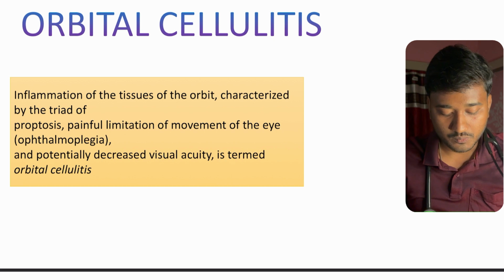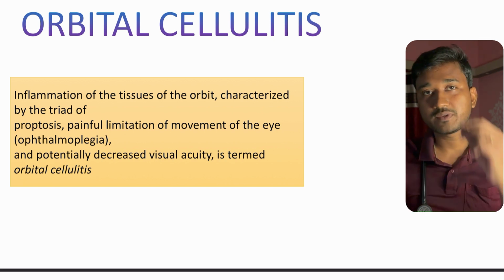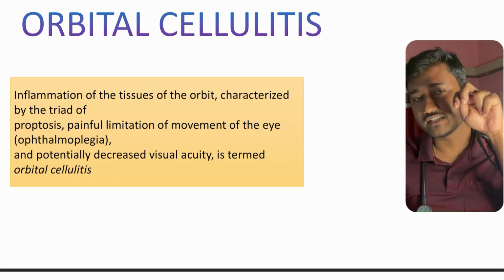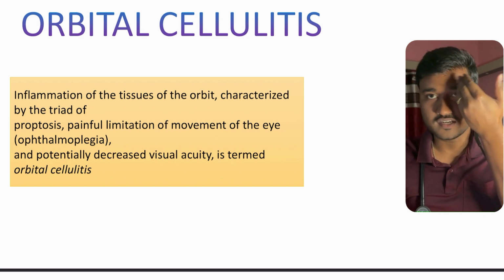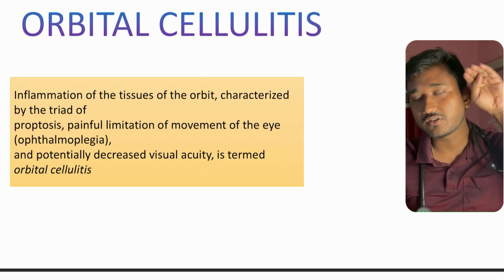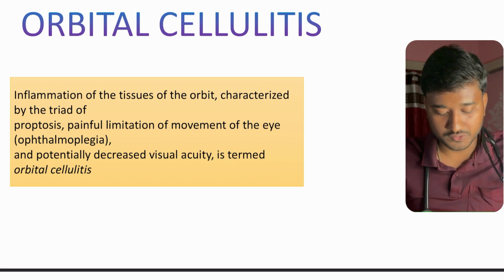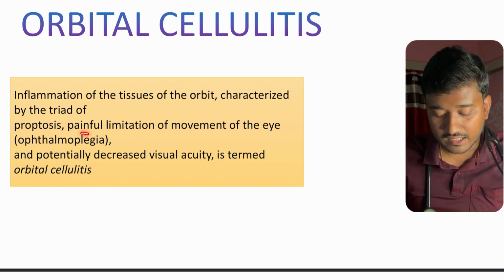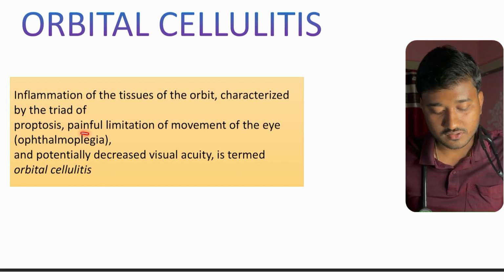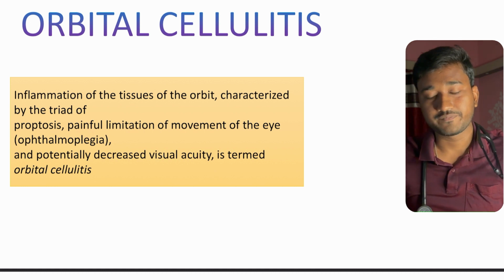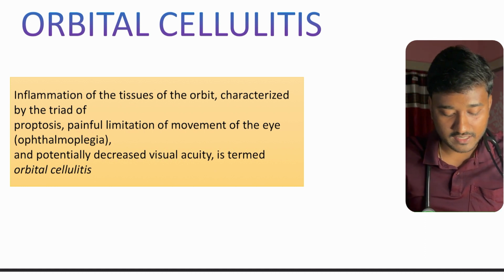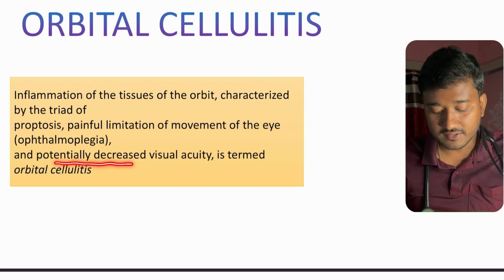The triad is proptosis, which means the anterior bulging of the eye. Suppose this sided inflammation is present, there will be anterior bulging of the eye. This is called proptosis, with painful limitation of movement of the eye, which is termed ophthalmoplegia. There is limitation of movement of the eye along with potentially decreased visual acuity.